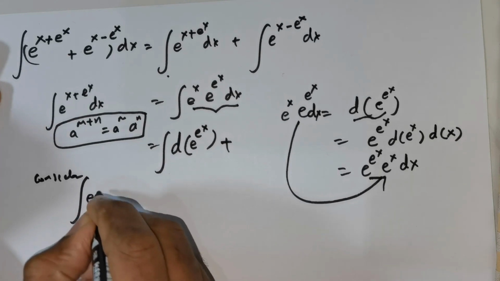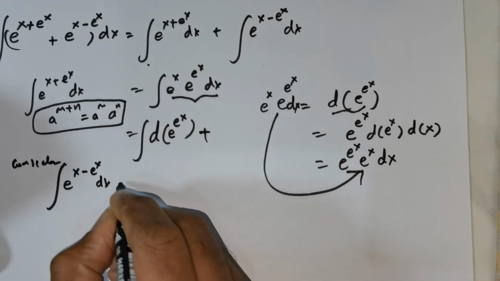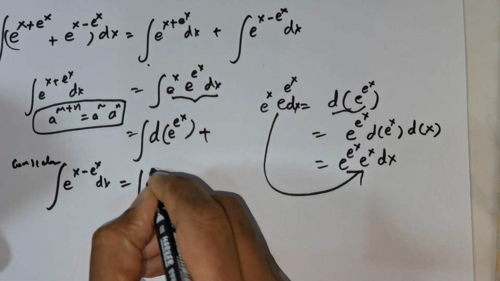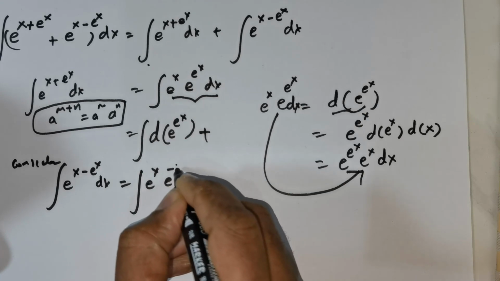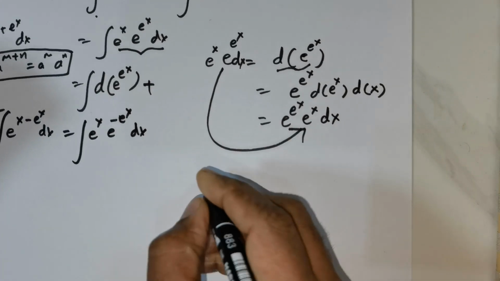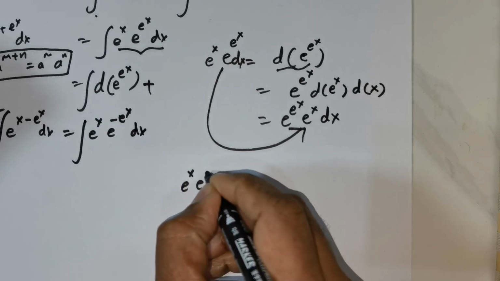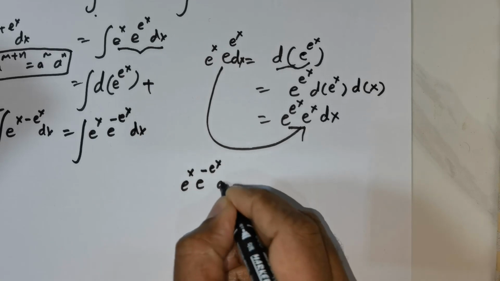What is that? Integral e raised to the power of x times e raised to the power of negative e raised to the power of x times dx. Now by the law of indices, I can rewrite this as e raised to the power of x times e raised to the power of negative e raised to the power of x times dx. Now go up over here and you write them now, e raised to the power of x times e raised to the power of negative e raised to the power of x times dx.